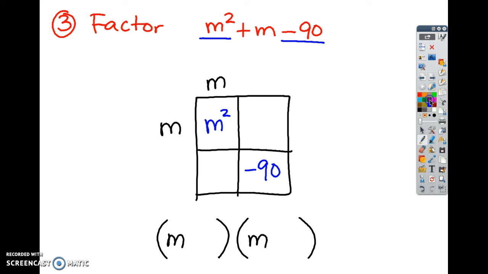Okay, so your question needs to be, what are the factors of 90? Don't think about negative, just 90. So give me some numbers that multiply and give you 90. Let's start with the smallest numbers, like 1 times 90. What else? 2 times 45.